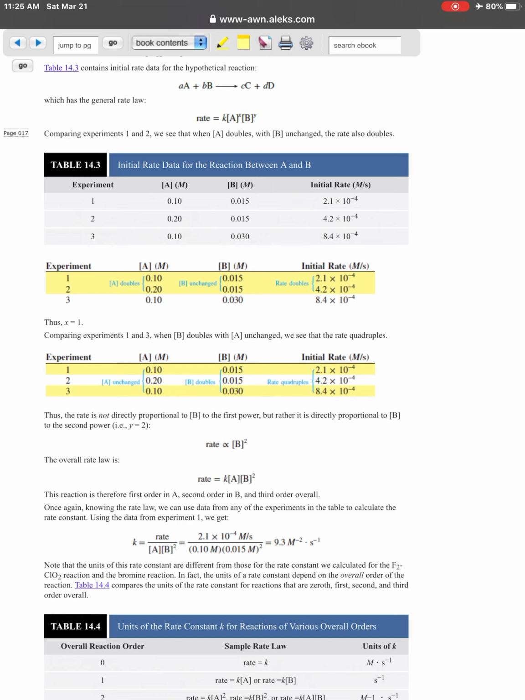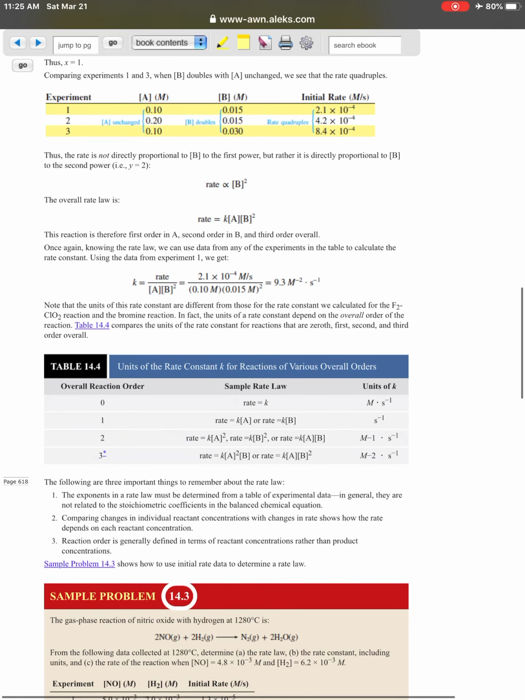So the overall rate law is rate equals k times the concentration of A to the first power times the concentration of B to the second power. So overall, this reaction is first order in A, second order in B, and third order overall. Remember, x plus y is the overall order, so 1 plus 2 is 3. Third order. Once again, knowing the rate law, we can use the data from any of the experiments in the table to calculate the rate constant.